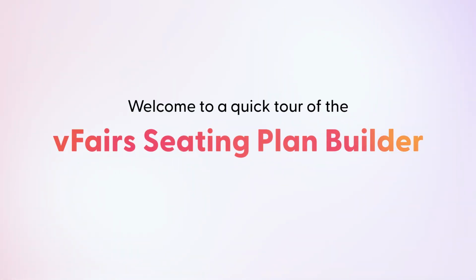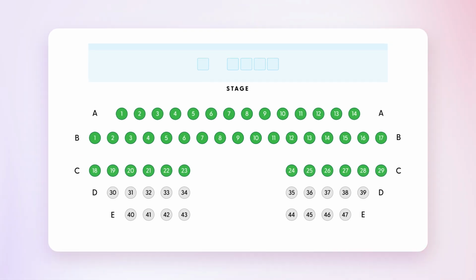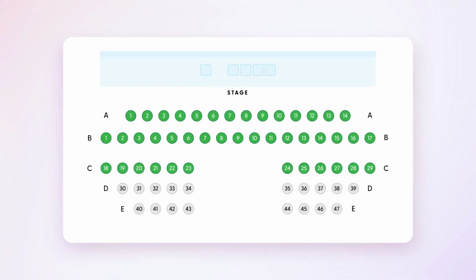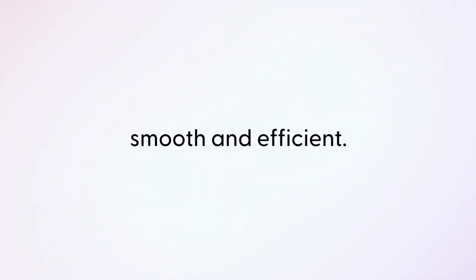Hi there. Welcome to a quick tour of the vFairs Seating Plan Builder, your handy tool for creating organized and flexible seating arrangements for events of any size. Let's say you're organizing a conference and want attendees to easily reserve seats, whether they're grabbing premium spots or general admission. This tool makes that process smooth and efficient.